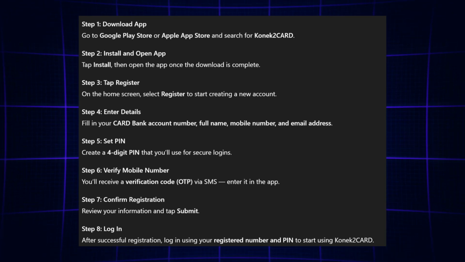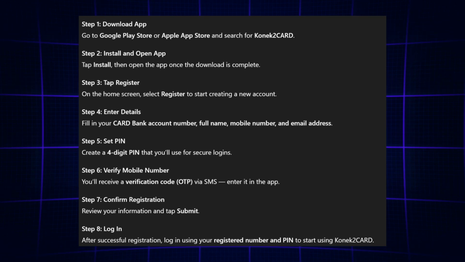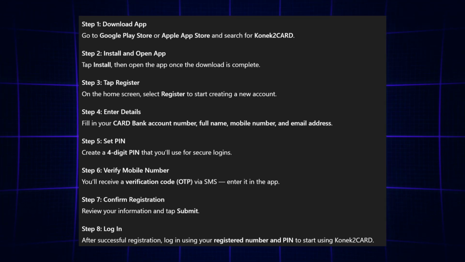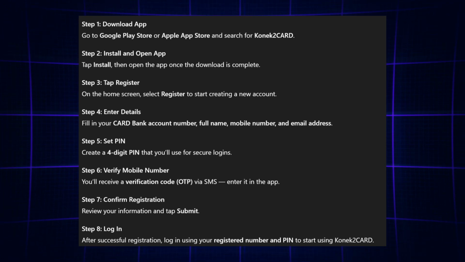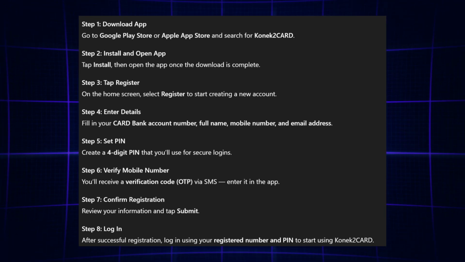Once done, you'll receive a verification code or OTP via SMS. Enter that code in the app to verify your mobile number. Finally, review all your details and tap Submit to complete the registration.